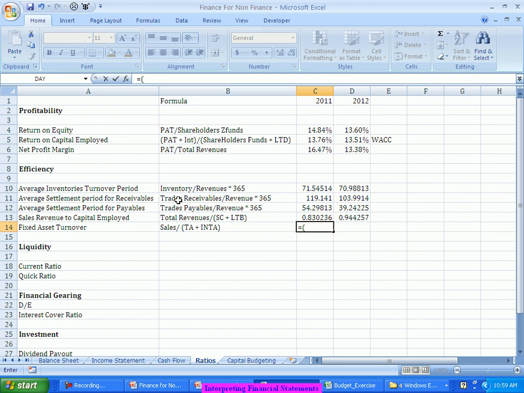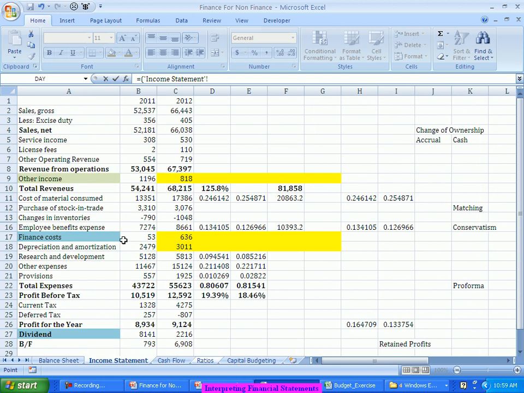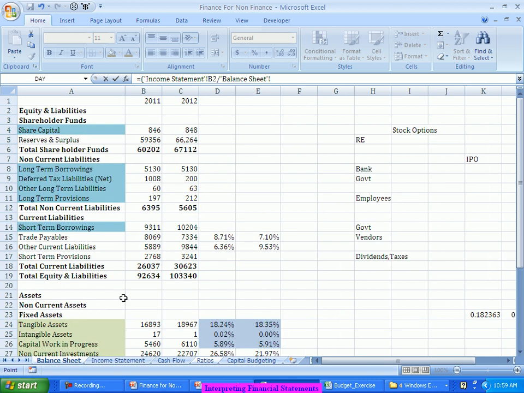Let's say I have bought a machine. If that machine is not able to produce good sales, so the sales are much lesser than the investment I made in the machine, I'll say it's a very bad investment. But if the sales are improving compared to the investment I am making, I'll say the investment in fixed assets is a very good investment. Right? So we'll take it as sales divided by total tangible and intangible assets.